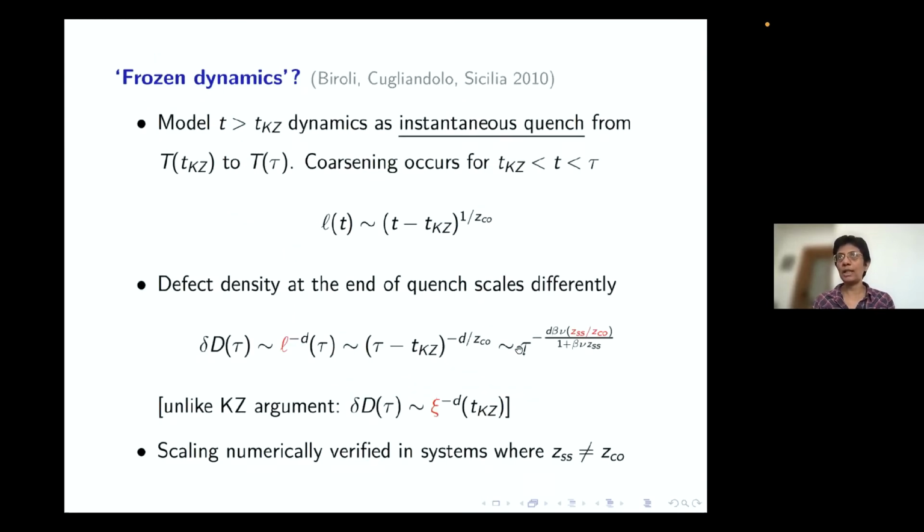So when you invoke coarsening, the fundamental difference from the Kibble-Zurek argument is that this length scale is not the equilibrium correlation length, but rather the coarsening length, which has a different exponent, z coarsening in general. And therefore, if you work out the same calculation, the excess defect density now decays with the quench time in this manner. So there is this ratio of the stationary state dynamic exponent and the coarsening exponent. Again, this scaling has been verified numerically in systems where these two exponents are different. Of course, if these are equal, these two theories will coincide.